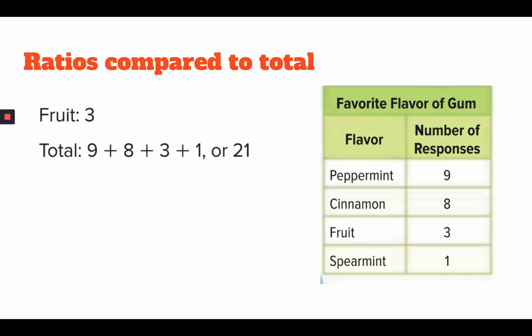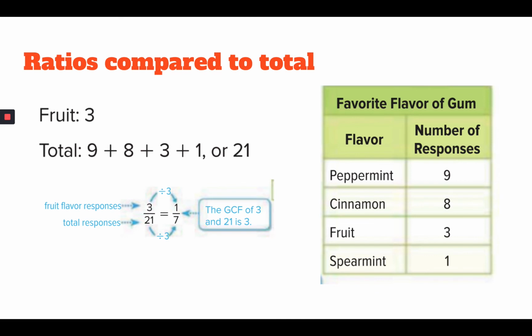Well, 3 people chose fruit, and the total is found by adding all 4, including the fruit, all 4 of those gum flavor responses together. So when I add 9 plus 8 plus 3 plus 1, I get 21. So my ratio starts with 3 over 21, fruit to total.